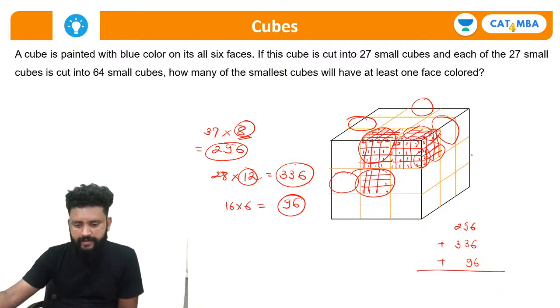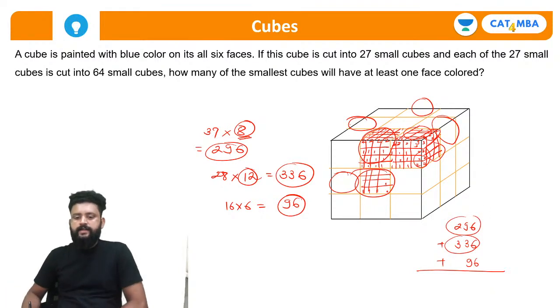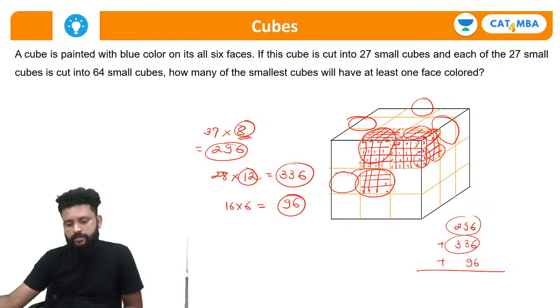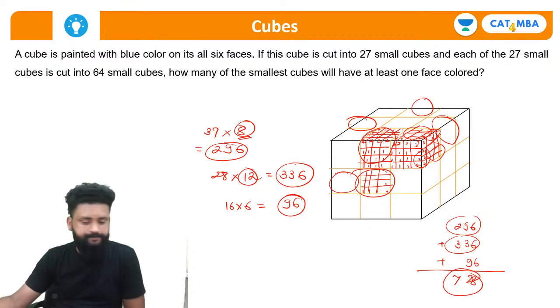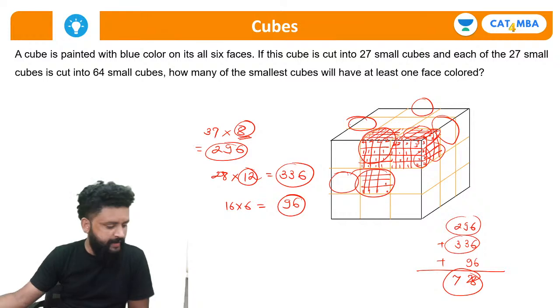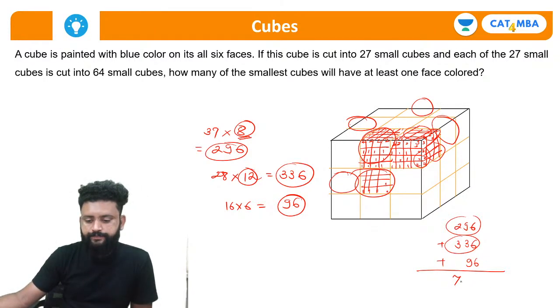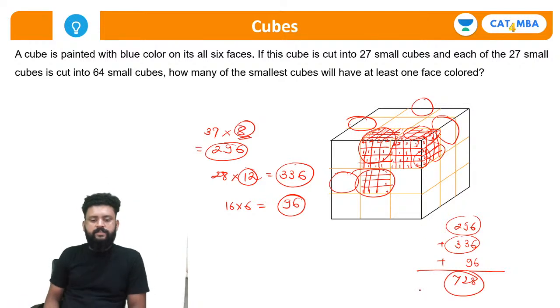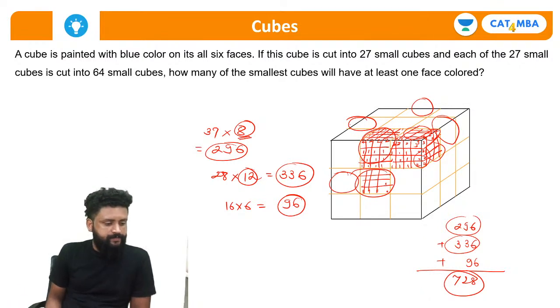Okay, so take this as 300 and 300. It is 632. It will be, again take here 100. So it is 728. Is it right? 728. Shubhankar, Nicole, have you understood this question? So that's the way you can solve this.